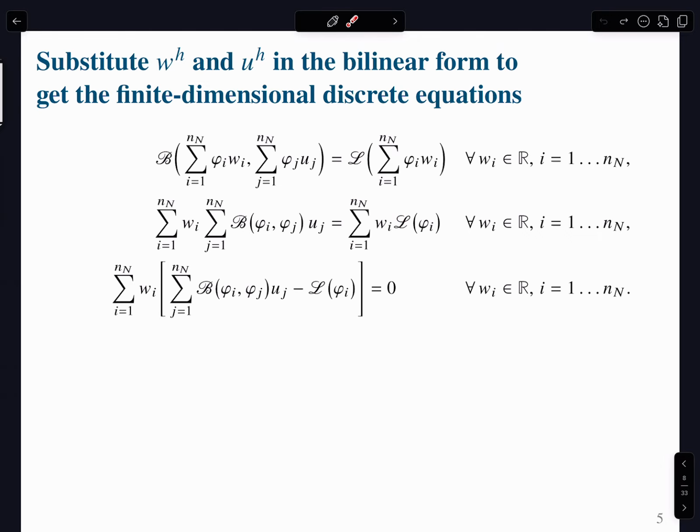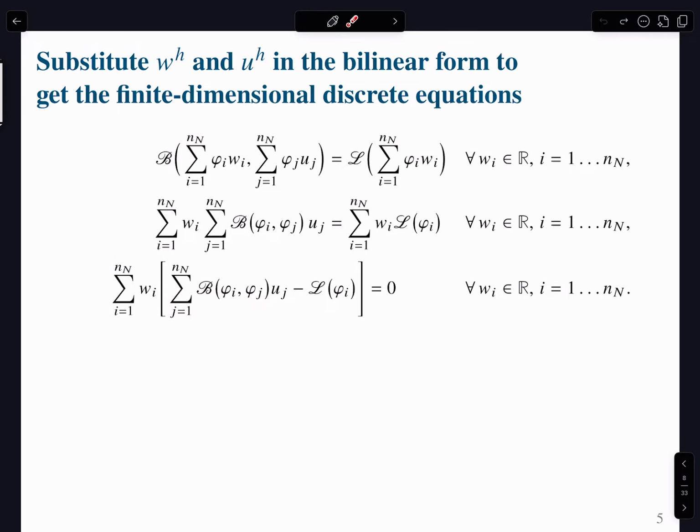And then we can essentially group all the terms that are independent of my test functions. And so the fact that this equation here has to be equal to 0 for all these coefficients wi basically means that, in order for me not to get the trivial solution, which would be having all of these equal to 0, this whole expression here has to be equal to 0. And that is essentially the way that we get rid of the coefficients of the test functions.